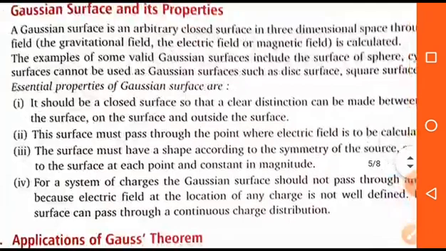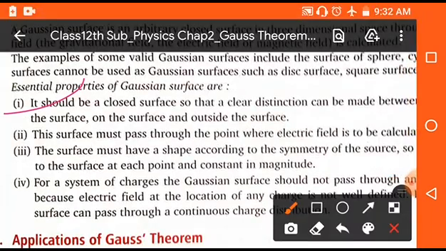Properties. First property is it should be a closed surface so that a clear distinction can be made between points on the surface, inside the surface and outside the surface. Second is this surface must pass through the point where electric field is to be calculated. The surface must have a shape according to the symmetry of the source.